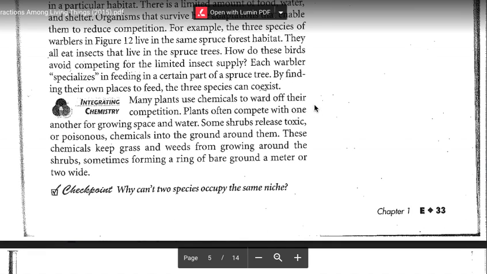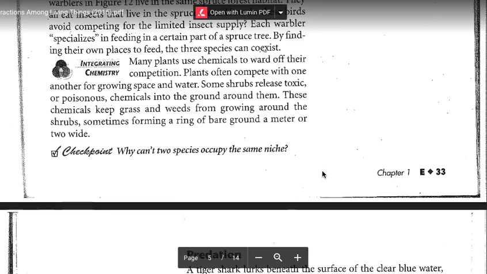Many plants use chemicals to ward off their competition. Plants often compete with one another for growing space and water. Some shrubs release toxic or poisonous chemicals into the ground around them. These chemicals keep grass and weeds from growing around the shrubs, sometimes forming a ring of bare ground 1 meter or 2 wide. It's really interesting.